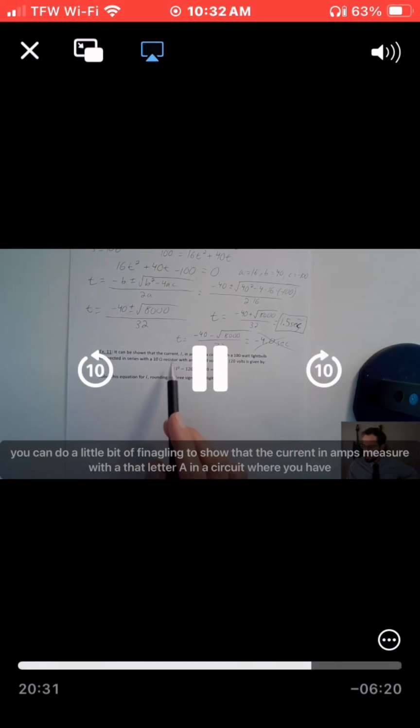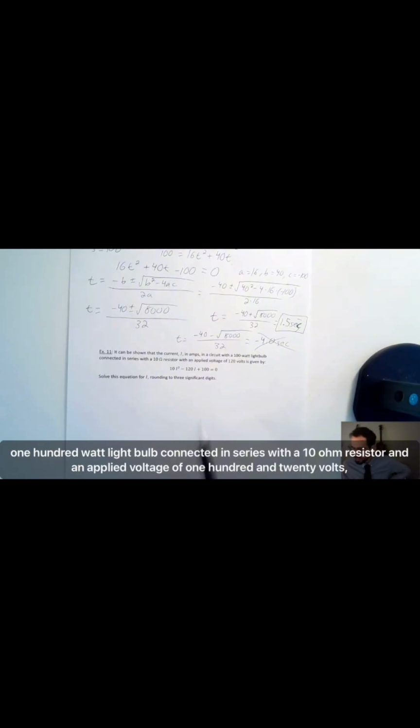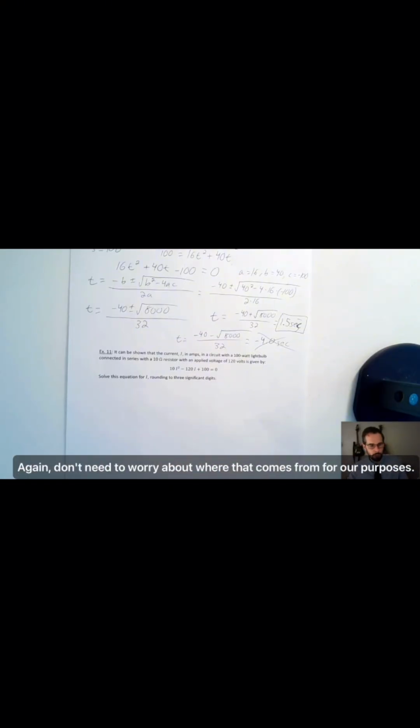One last one, I found this example here, that because of the way current is related both to voltage but also to power, which we'll explore a little bit more in other examples, you can do a little bit of finagling to show that the current in amps, which we measure with A, that letter A, in a circuit where you have a 100-watt light bulb connected in series with a 10-ohm resistor and an applied voltage of 120 volts, you end up getting this equation that relates all of those numbers. Again, don't need to worry about where that comes from for our purposes.